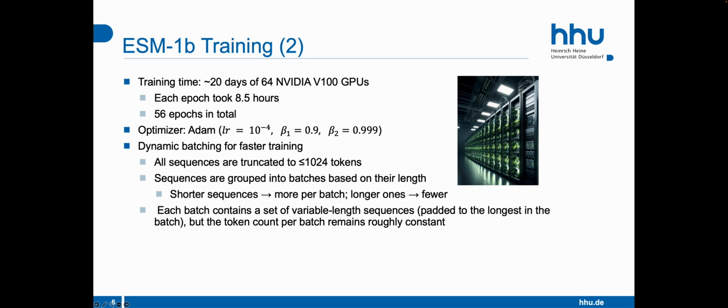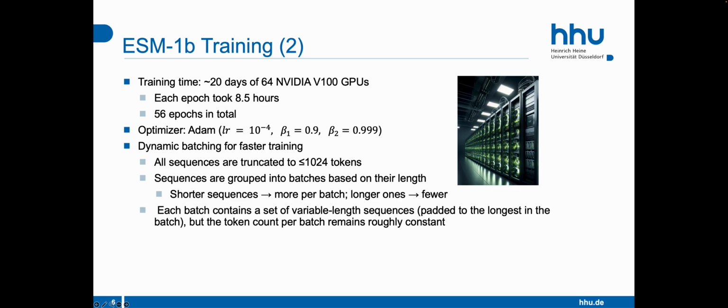Each training epoch, meaning one full pass of the entire dataset with 30 million sequences, took about 8.5 hours. In total, they trained the model for 56 epochs. And they used the Adam optimizer for training, which is a popular optimization algorithm that works well for large neural networks. The learning rate was set to 10 to the power of -4, and the beta parameters were set to 0.9 and 0.999, which are standard settings for the Adam optimizer.